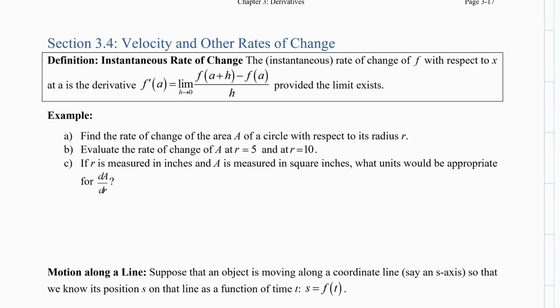So here's the lecture associated with section 3.4, velocity and other rates of change. One of the things that happens in our particular textbook is that they introduce an idea and then later they name the idea. We came up with this idea that you have a function and you took 2 points on the function and you get a slope, and we call that a secant line.